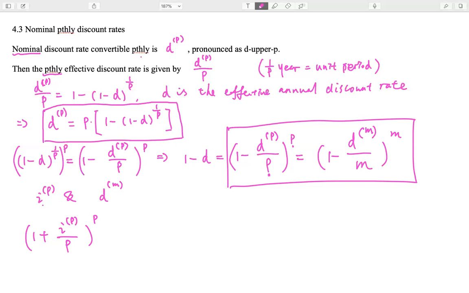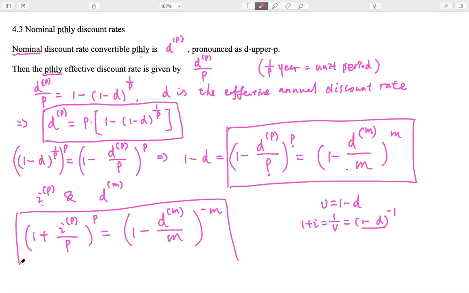Let's say here's my scratch work. The 1 year discount factor equals 1 minus d, and 1 plus i equals 1 over v. That means it will be 1 minus d to the negative 1. 1 minus d, I know from here, will be 1 minus d upper m divided by m, to the power of m. Then I need to multiply the exponent by negative 1, so it's negative m. So we easily derive this relation between i upper p and d upper m.